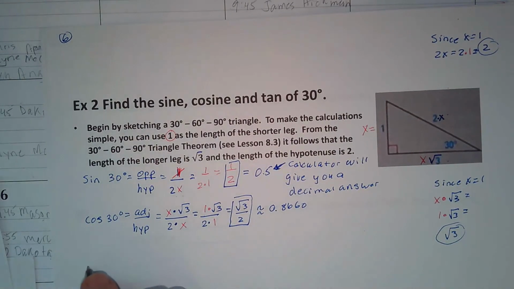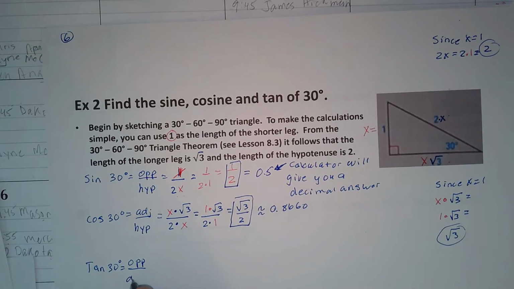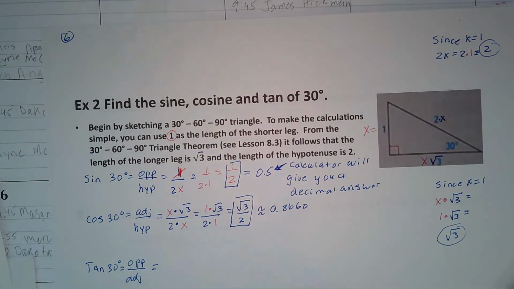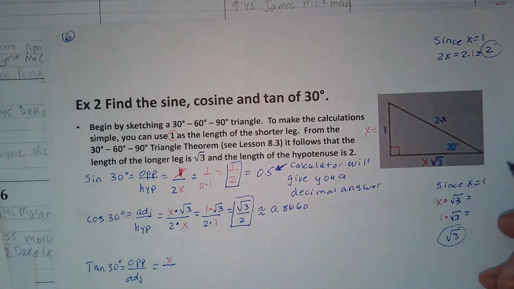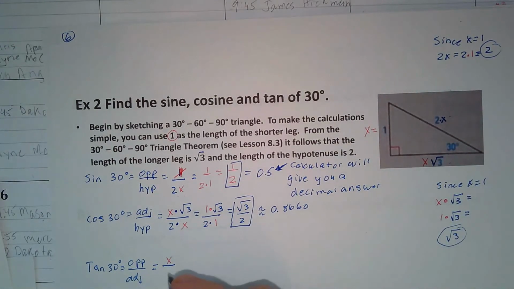All right, now let's do the tangent. The tangent of 30 degrees is, again, opposite over adjacent. Opposite, again, is 1, so that's x. And that's over adjacent. Adjacent is x times the square root of 3.